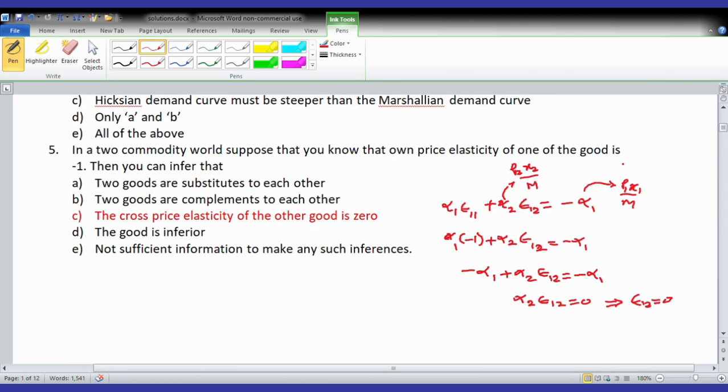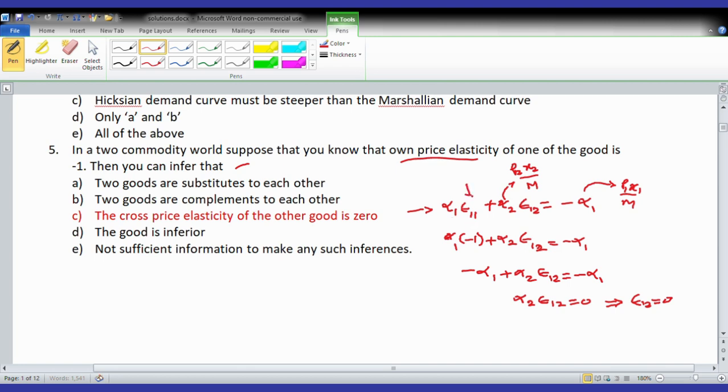Then we have this fifth question. In a two commodity world, suppose that you know that own price elasticity of one of the goods is -1, then you can infer that the two goods are substitutes to each other, the two goods are complements to each other, or the cross price elasticity of the other good is equal to 0. See that this is something that we had seen in class, the Cournot aggregation, and if we put own price elasticity equal to 0, this becomes equal to 0, and when own price elasticity of good one is -1, this becomes equal to -1.